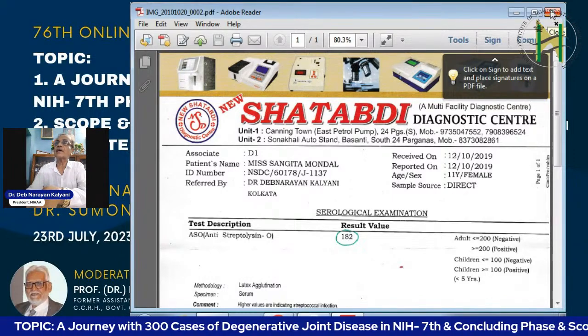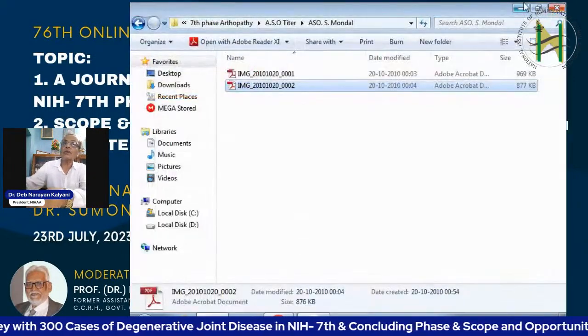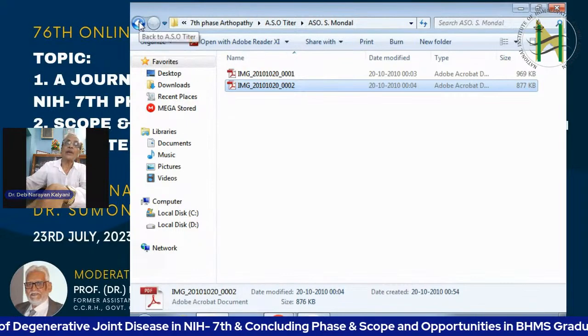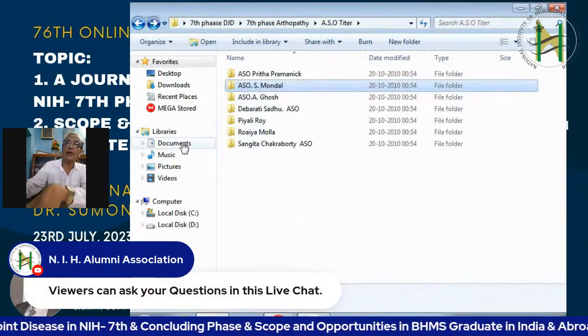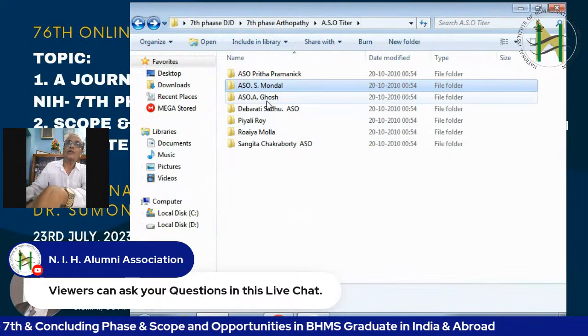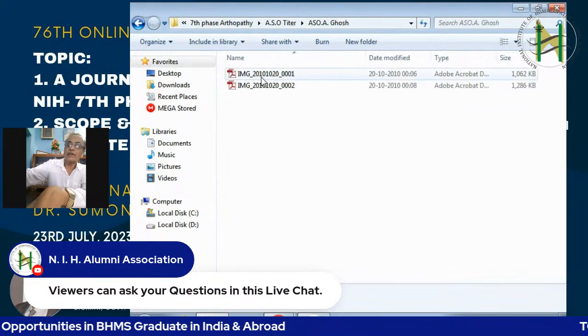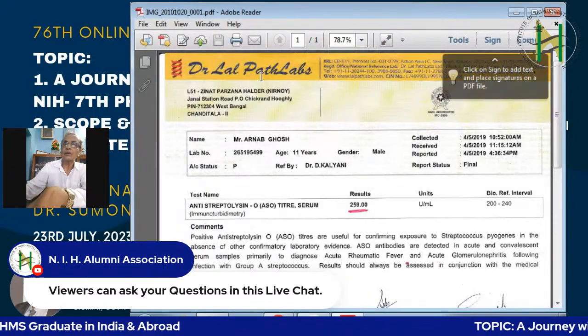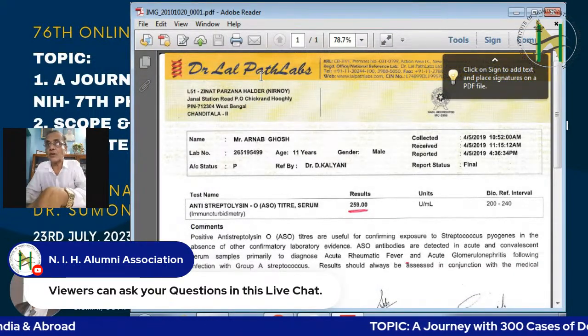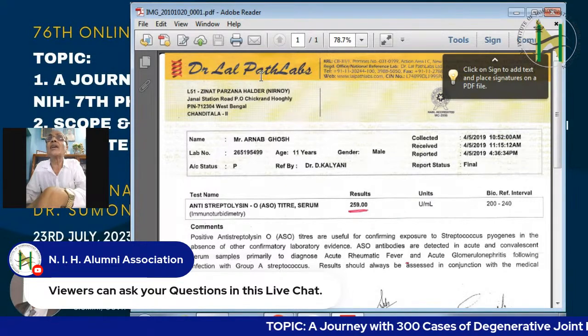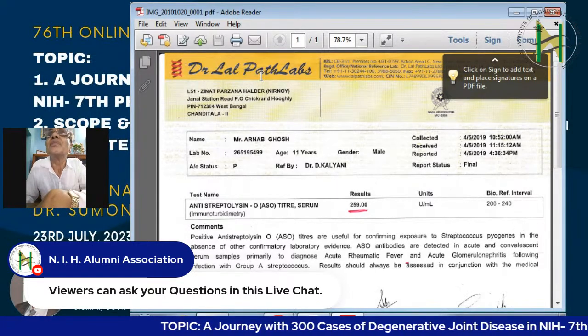Time taken, dates are given in the report. You can see later on. Here you are having time constraints. Simply a few specimens I am showing. Later on, once I get time, I will show you. As I told you, more than 70 cases of ASO titer cure. This is 259.